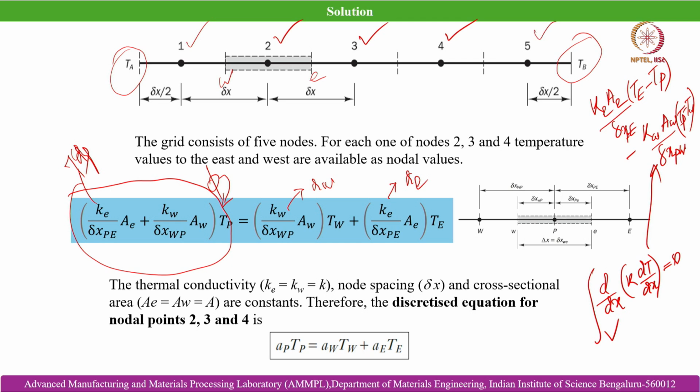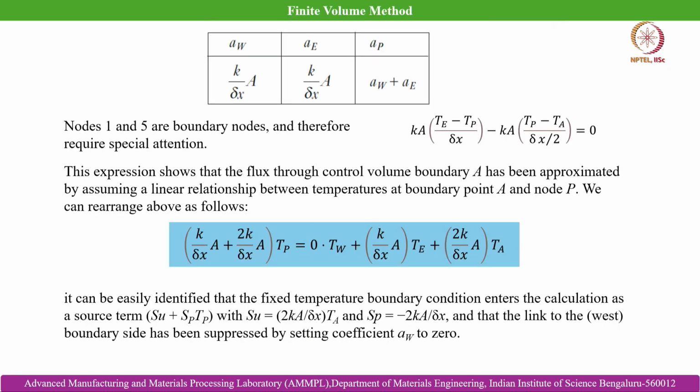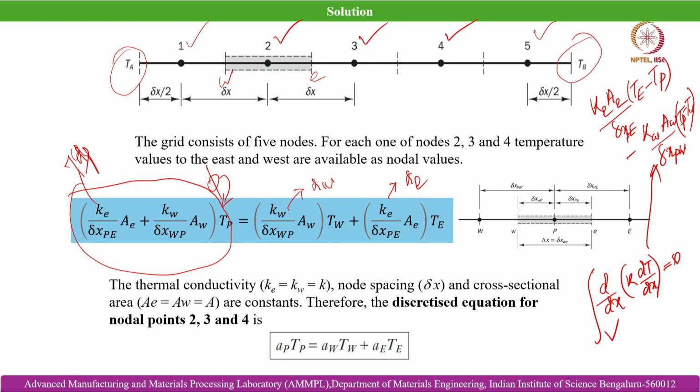So, that is half of the usual distance between two nodes, as in any other nodes which are interior to the domain. Then the equation reduces to APTP equals AWTW plus AETE for nodes 2, 3 and 4. We will talk about the formulation for the boundary nodes a little bit later, and accordingly we can identify the values based on this equation.